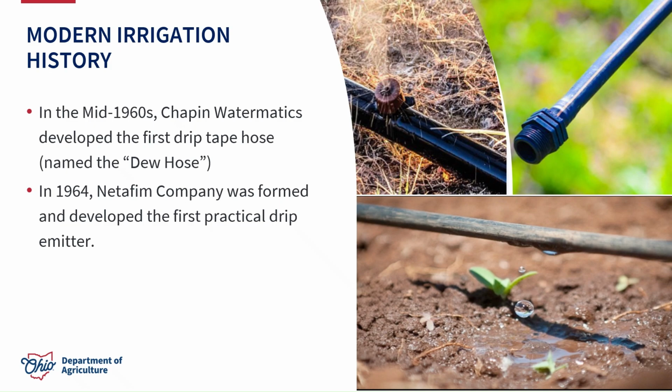As irrigation technology continued to develop, we moved into the next big development in the 1960s when Chapin Watermatics developed the first drip tape hose named the Dew hose. And this is going to transition us into what we're discussing today with microirrigation. Then in 1964, the Netafim company was formed and developed really the first practical drip emitter that was started to be used in larger scale operations.